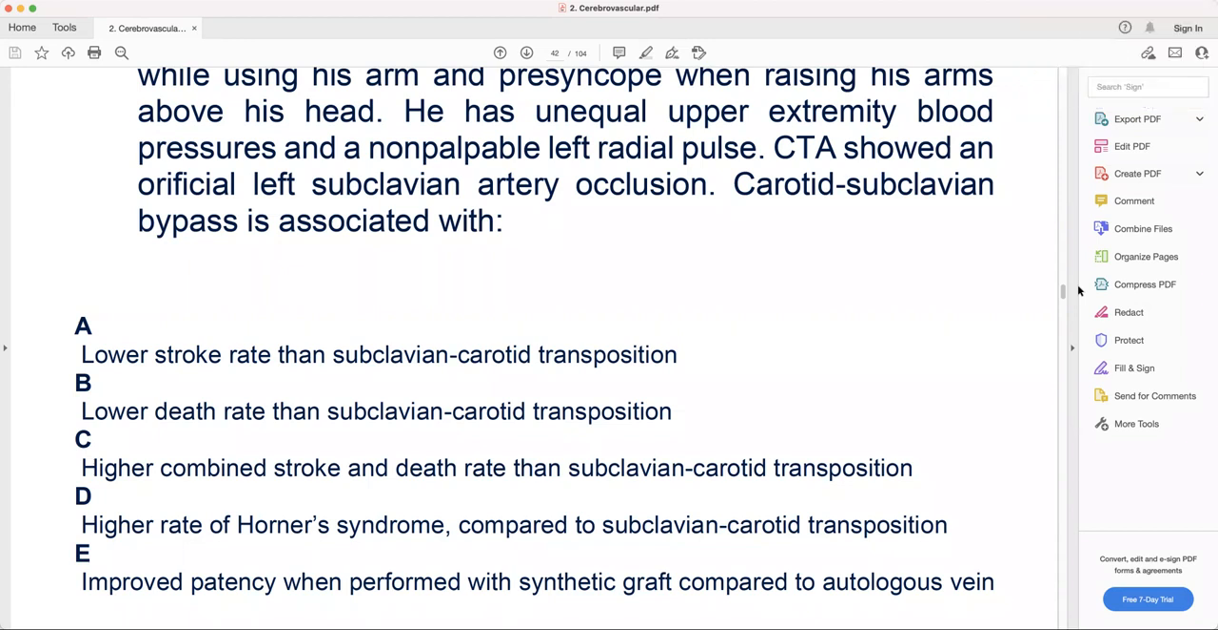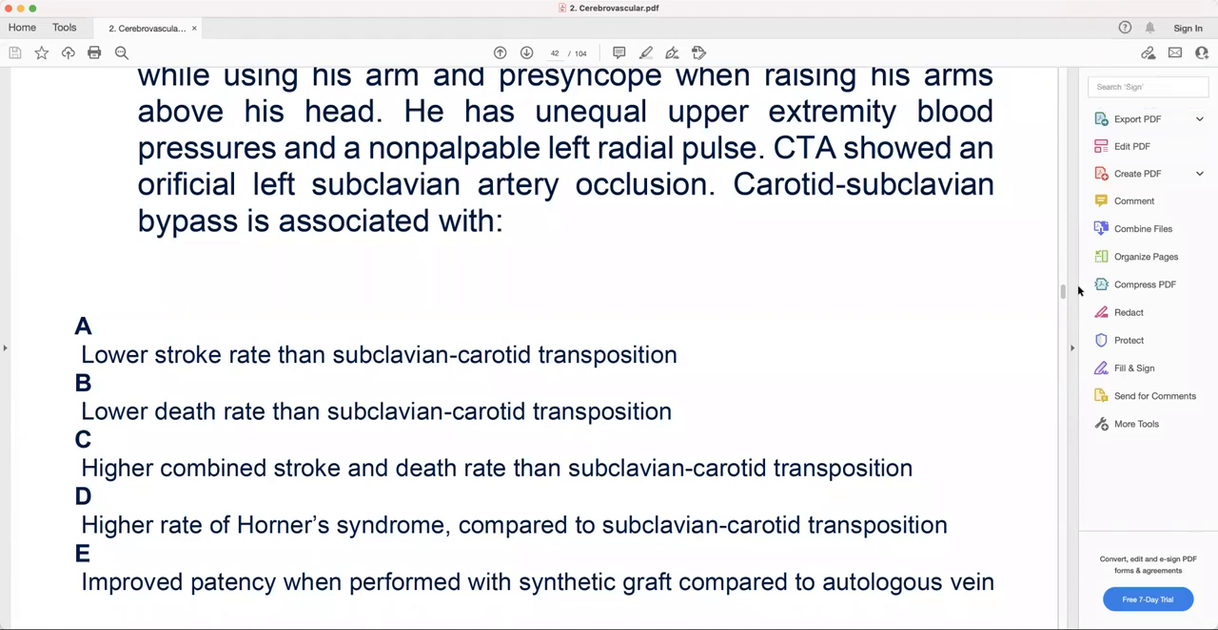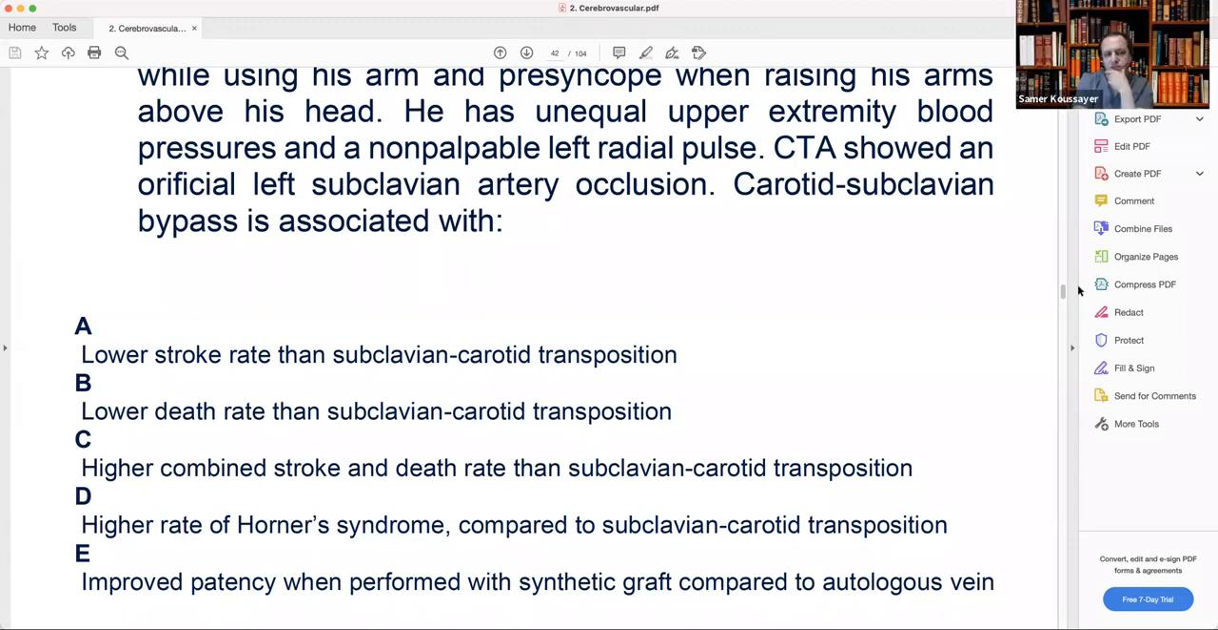Lower death rate than subclavian carotid transposition? This is also no. And C, higher combined stroke and death rate than subclavian carotid transposition? Also, this one has no difference. So higher rate of Horner syndrome compared to subclavian carotid transposition. This may be correct. No, just a second.